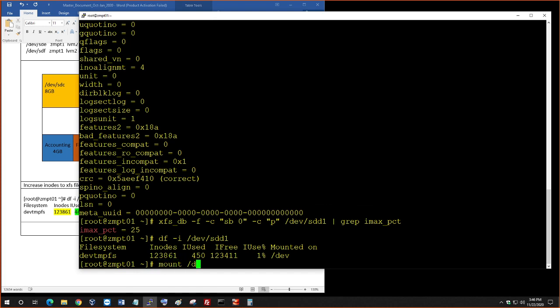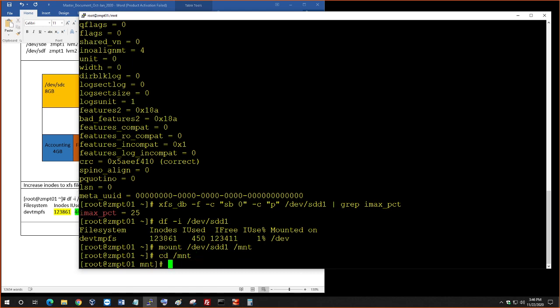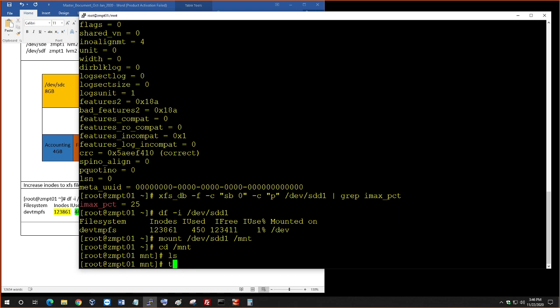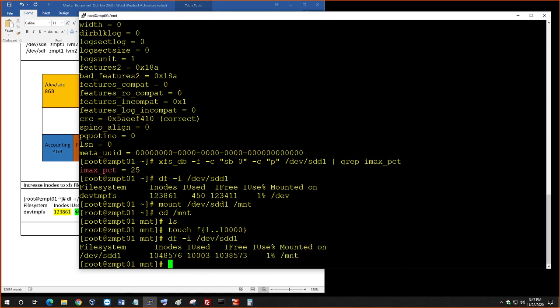Mount /dev/sdd1 on /mnt, and I'm going to hit enter. In /mnt, I'm going to create some data. Okay, so I'm going to create like 10,000 files here. That should go fast. Okay, if I do df -hi, it's still using only 1% here, right?